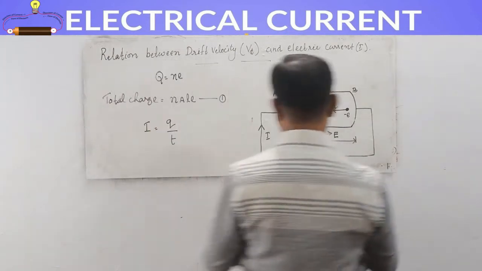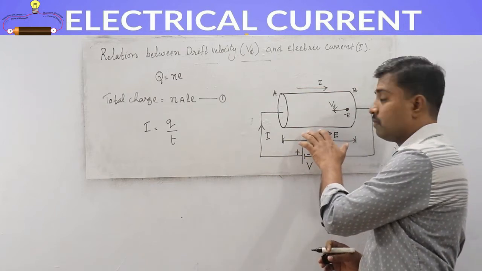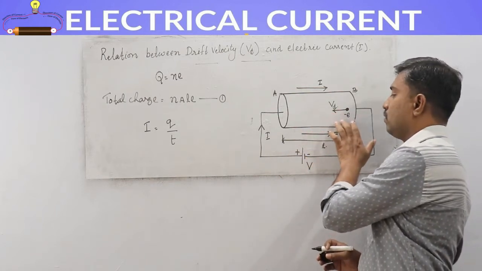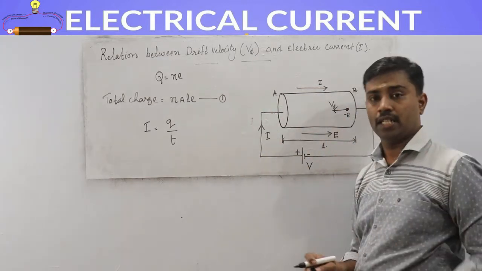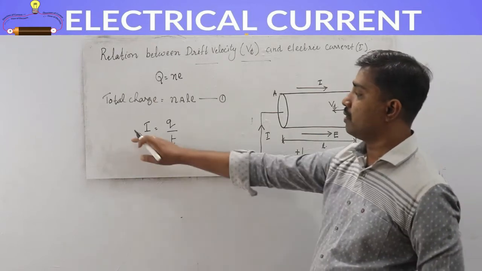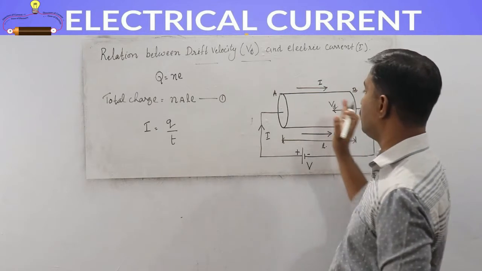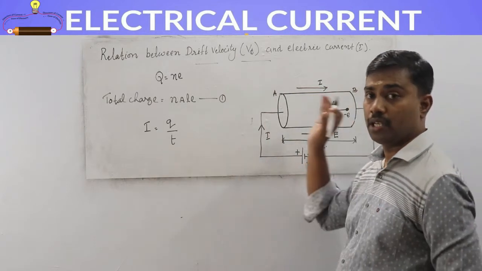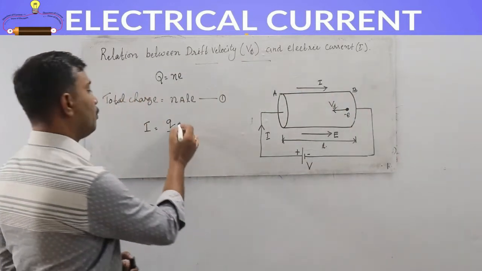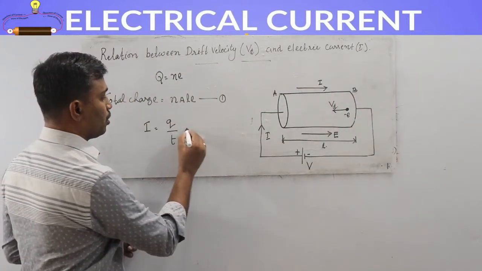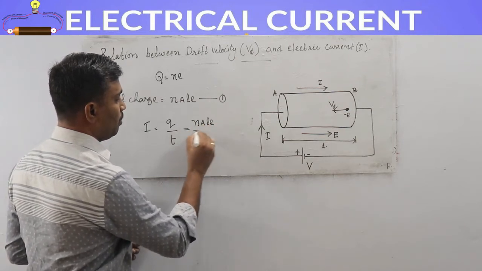So when we apply a potential between the ends of the conductor, an electric field is set up. Due to this electric field, all the electrons will be accelerated from B to A. A current is set up inside the conductor. Here current is given by I is equal to Q by T. Q is the total charge travelling from B to A, and T is the time taken by the charge to reach from B to A. So here we know the value of Q. Q is nALe. So the current can be represented by nALe by T.